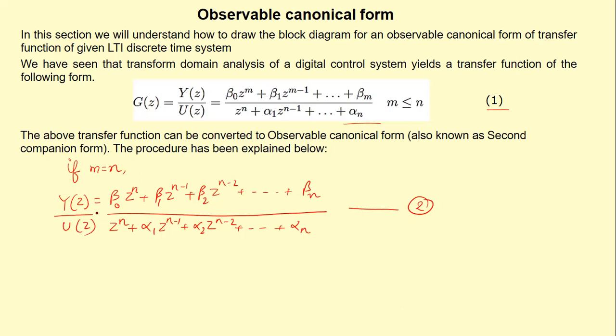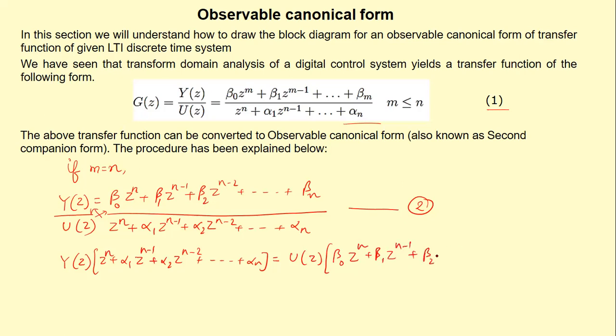Now if we cross multiply this one, we will get Y(z) into z raised to the power n plus alpha 1 z raised to the power n minus 1 plus alpha 2 z raised to the power n minus 2, and up till alpha n. Similarly, on this side we have U(z), and it is multiplied with beta naught z raised to the power n plus beta 1 z raised to the power n minus 1 plus beta 2 z raised to the power n minus 2, and up till beta n, right?